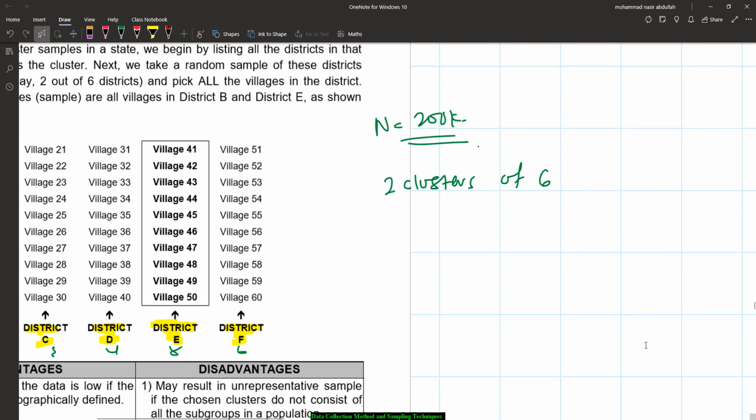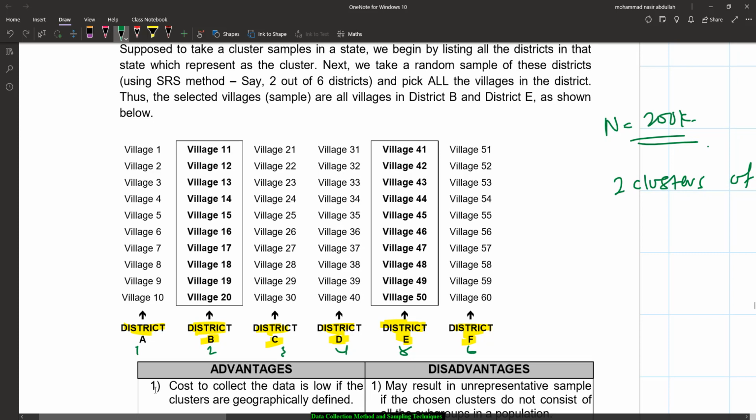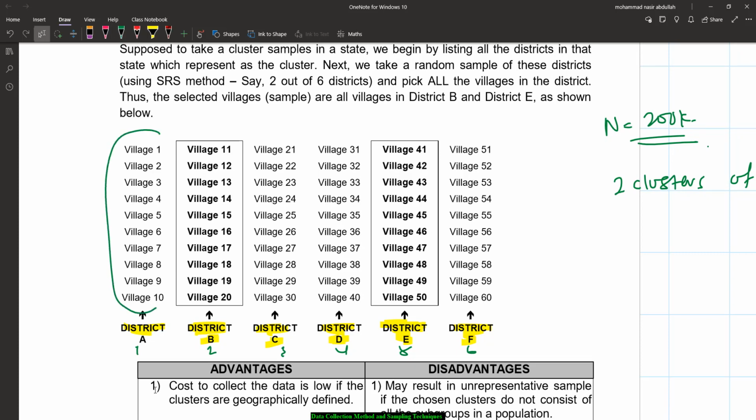So, contoh dalam buku ni dia select cluster number 2 and cluster number 5. Tapi kalau kita tengok dalam random number table yang kita pilih tadi, kita akan select cluster number 1 and cluster number 5. Right? So we're going to select a member in district A and district E.